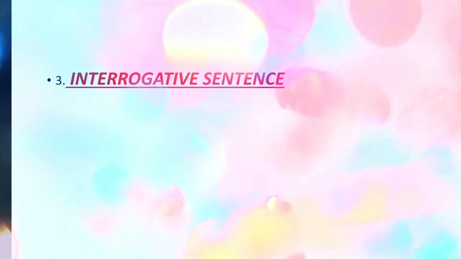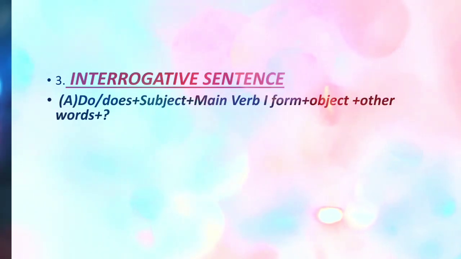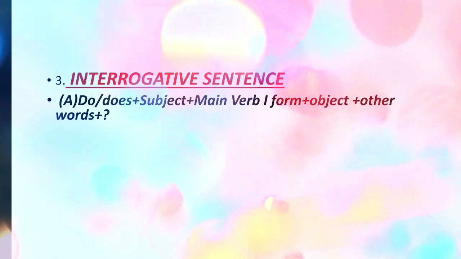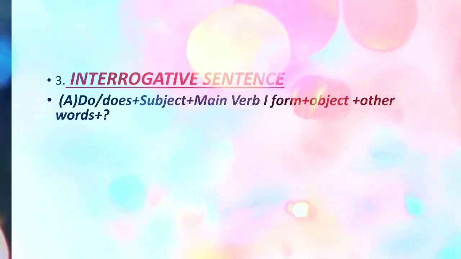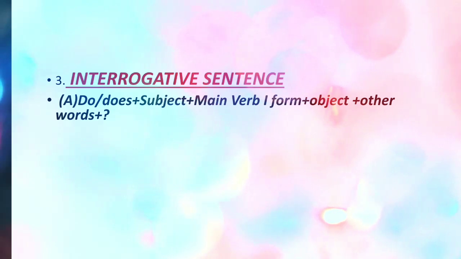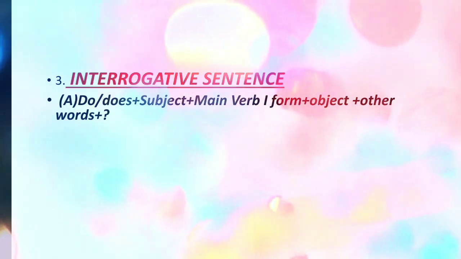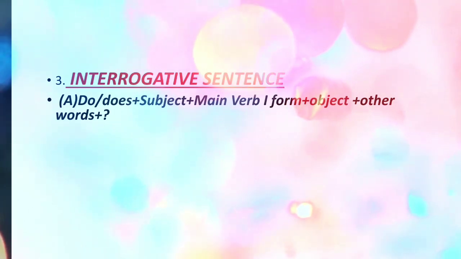Interrogative sentence is used to ask questions. If we talk about its structure, there are two kinds. The first one belongs to this structure: the sentence begins with do or does helping verb as per the subject, the main verb in first form, and other words remain the same.